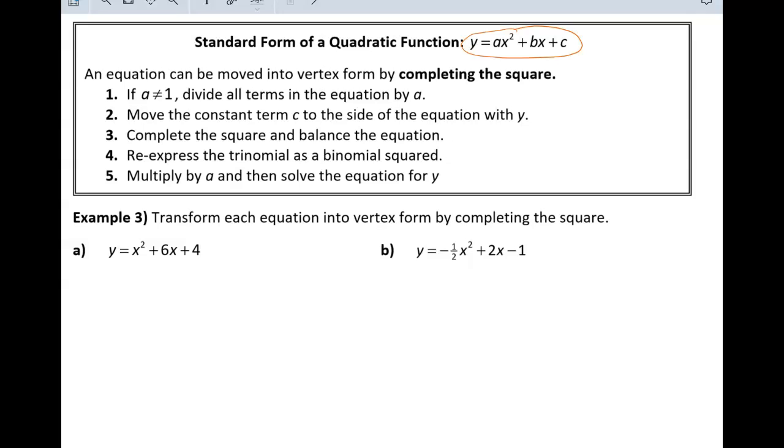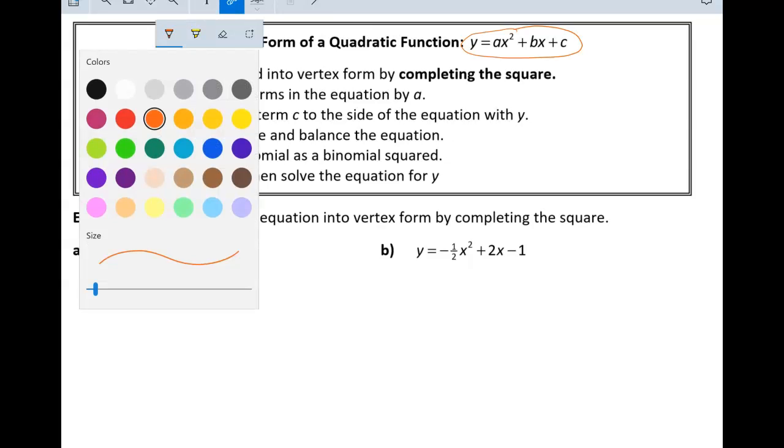We're going to move this into vertex form by completing the square. So we're going to follow a number of steps here. If a is not equal to 1, that is, if the x squared coefficient is not equal to 1, divide all the terms in the equation by a, or otherwise clear that constant. And then move the constant c to the other side of the equation to be with y. In example 3a, you'll notice that a is already 1, so we can skip step 1. And then step 2, we're going to move that constant to the other side of the equation.